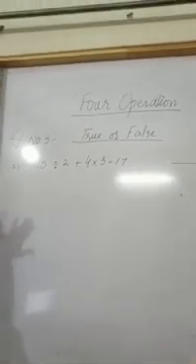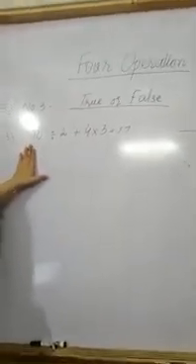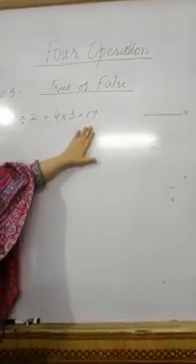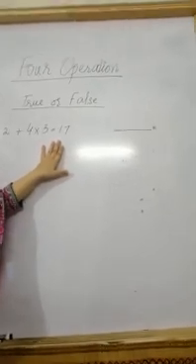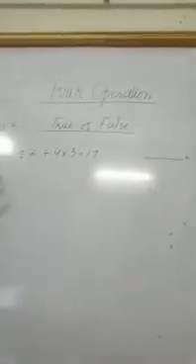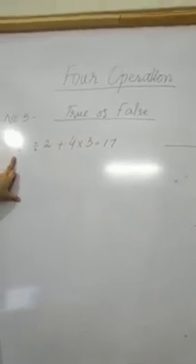True or false. We have to solve this hand side and we find out whether this hand side is equal to this hand side. If both are equal, then this statement is true. If they are not equal, then the statement is false. Again, 10 divided by 2 plus 4 times 3.